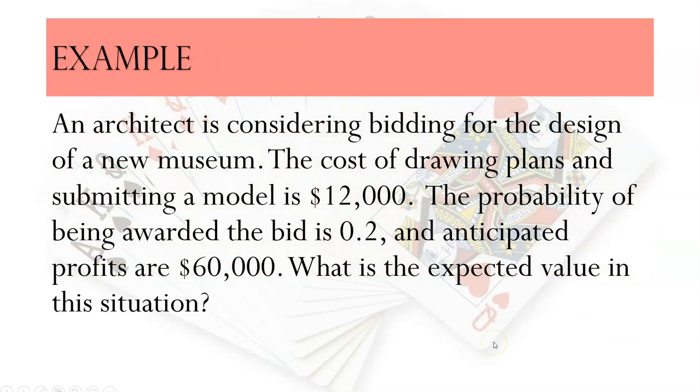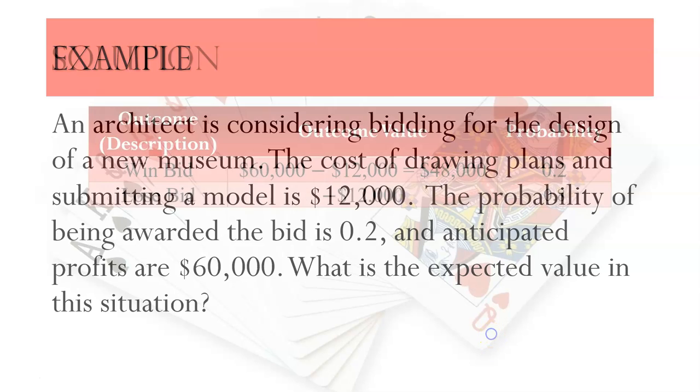The next example talks about bidding on a design for an architect. So an architect is considering bidding for the design of a new museum. The cost of drawing plans and submitting a model is $12,000. The probability of being awarded the bid is 0.2, with anticipated profits of $60,000. What is the expected value in this situation?